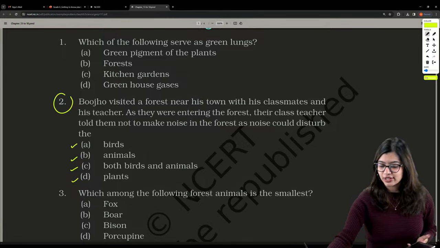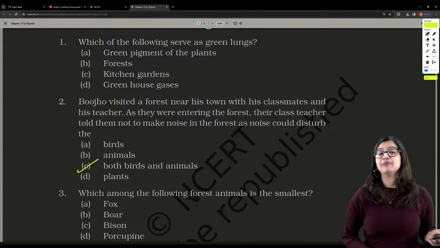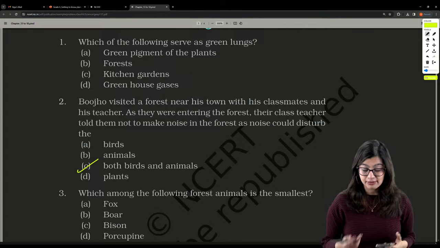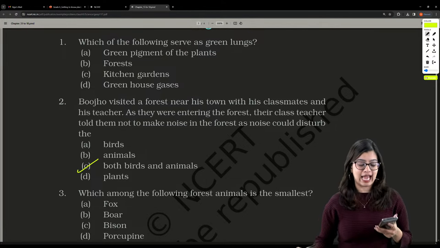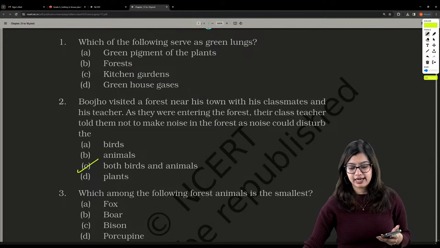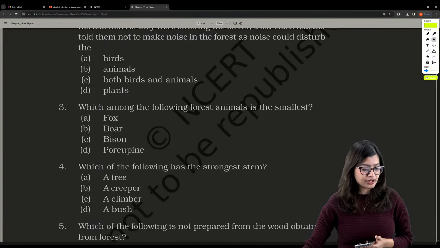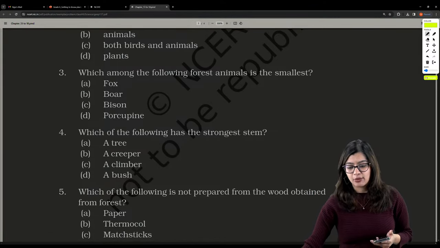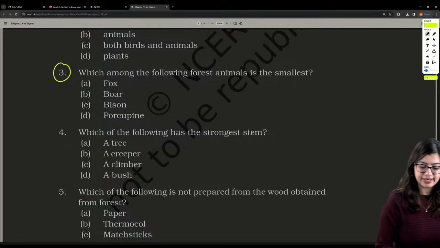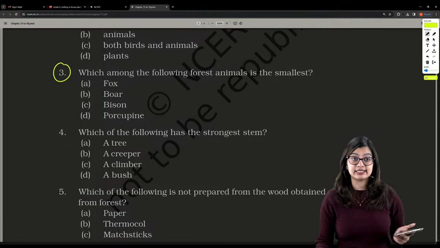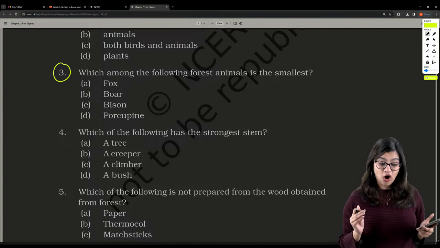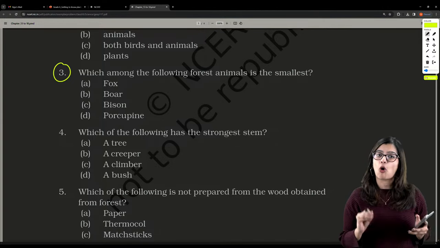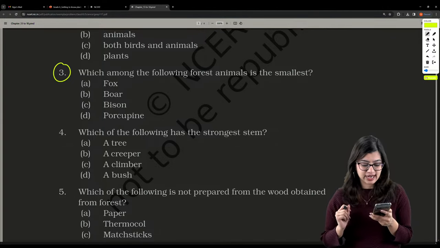Very good. So the correct answer here is option C. If they make noise, it can disturb both the plants as well as the animals. Very good. Correct answer. Now let's go on to question number three. Which among the following forest animals is the smallest? Is it fox, boar, bison or porcupine? What do you think is the answer to this?